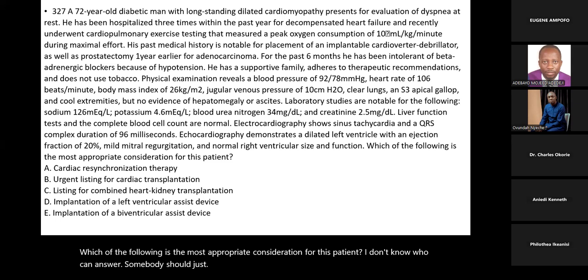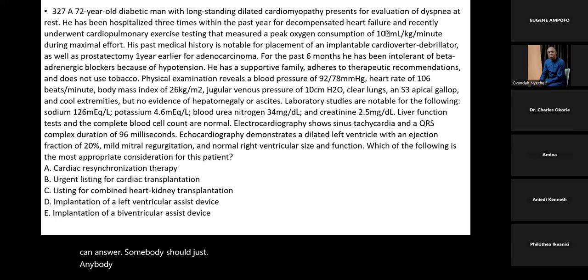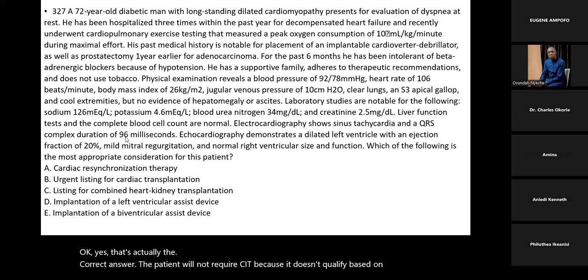Anybody? All right. Implantation of a left ventricular assist device. Okay, yes, that's actually the correct answer. The patient will not require a CRT because it doesn't qualify based on the.